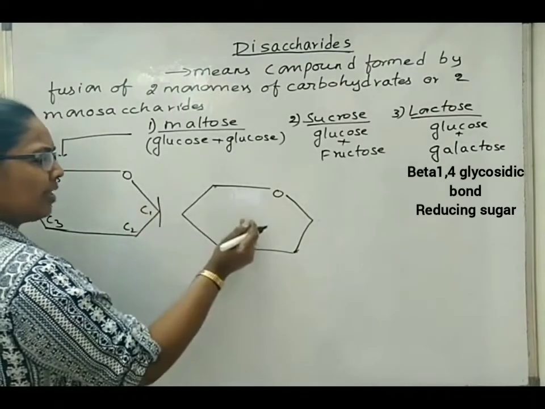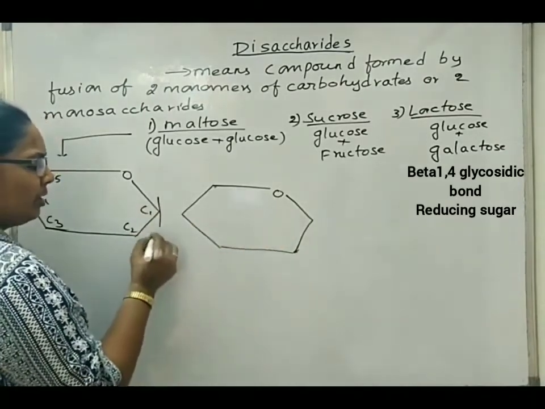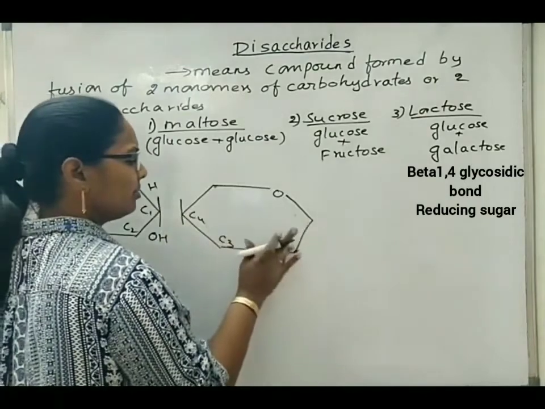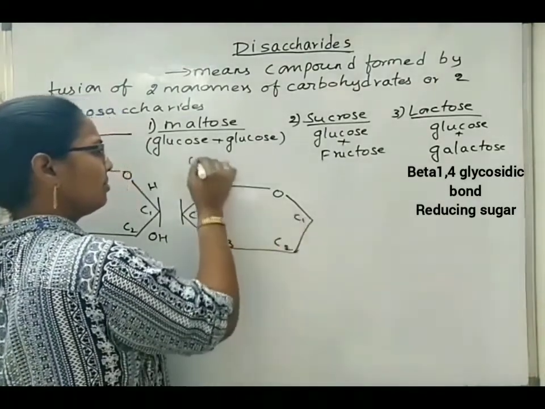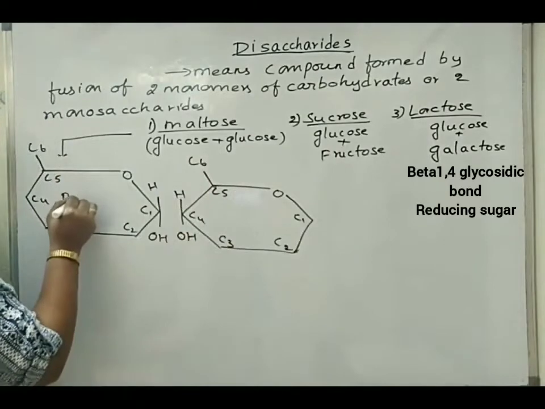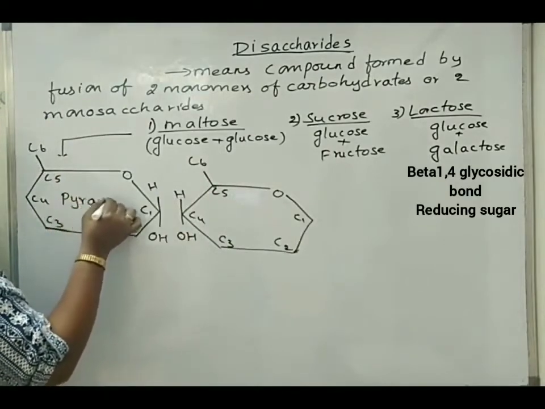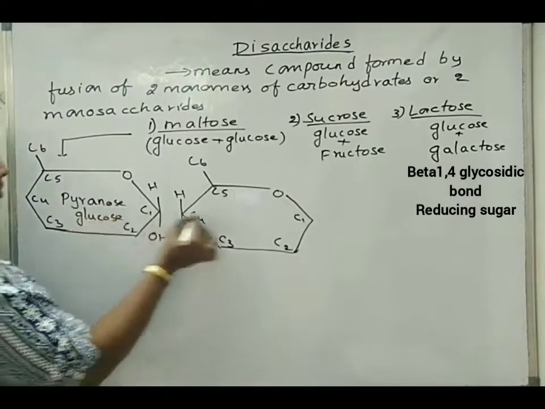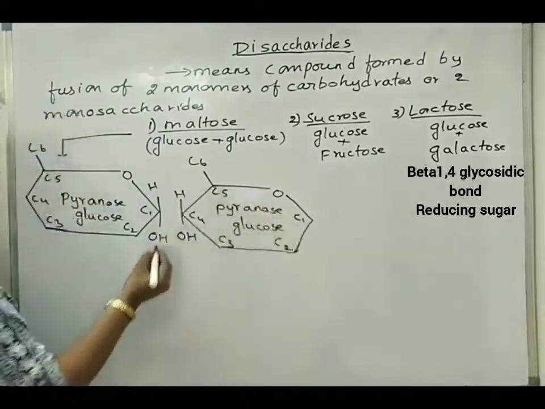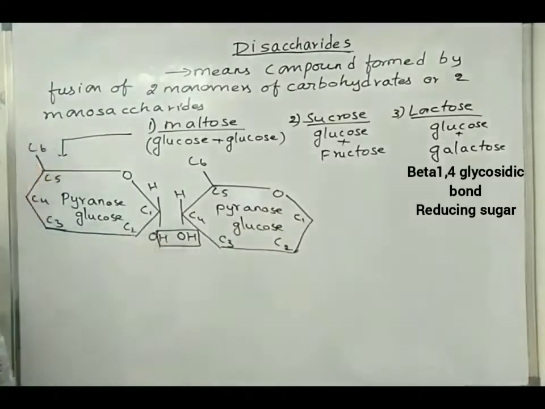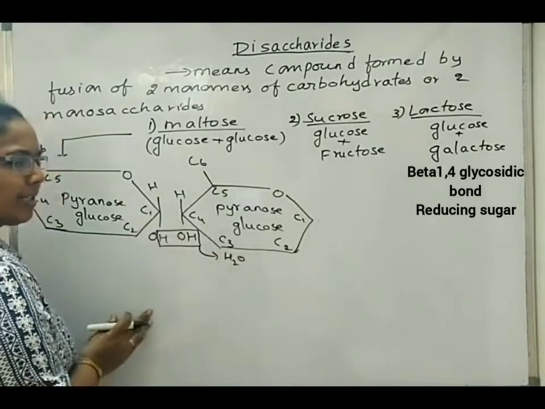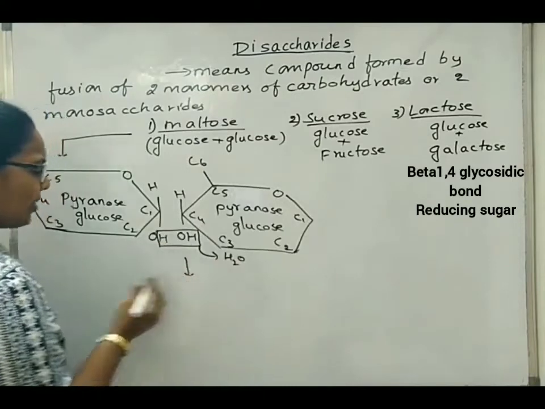For carbon 1, which is very near to the side of another glucose molecule, here we can represent hydrogen and hydrogen. Here also at carbon 4 there is an OH group and hydrogen. So this is the pyranose ring of glucose. This is also a pyranose ring of glucose. Now, the hydrogen and OH group at carbon 1 and carbon 4 are both removed in the form of water, meaning a dehydration process has occurred.